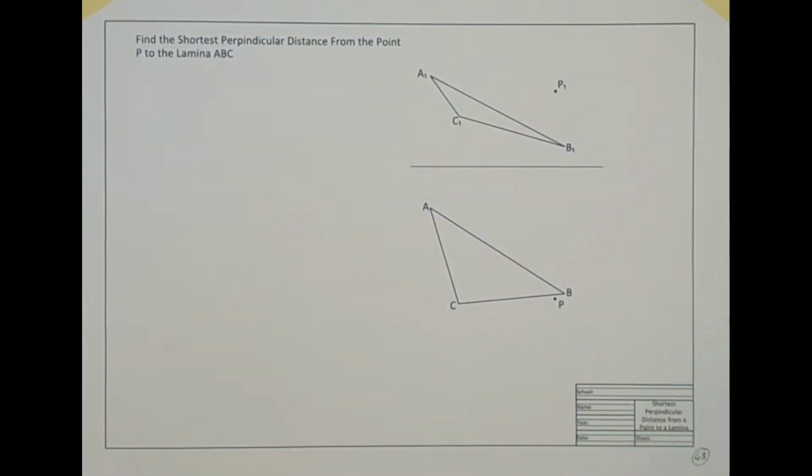Now find the shortest perpendicular distance from the point P to the lamina ABC. What do we need to do there? What we need to do is find an edge view of the lamina. If we can find an edge view of the lamina, we will be able to find the perpendicular distance. So edge view of the lamina is what comes first here.